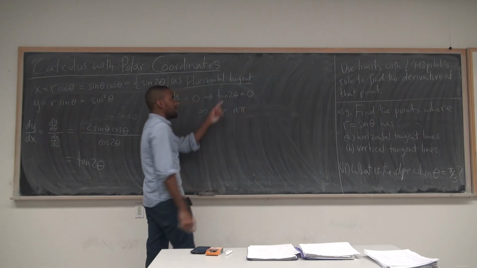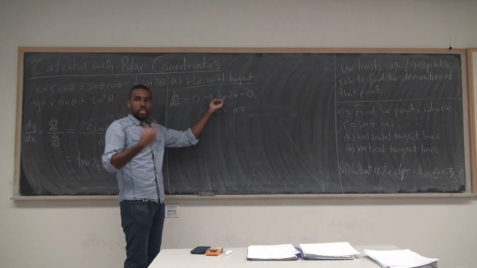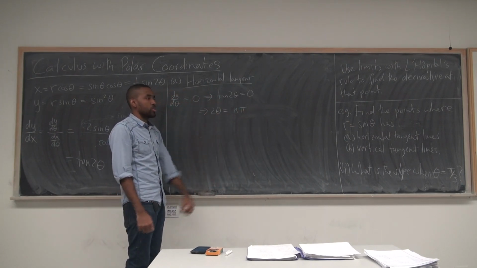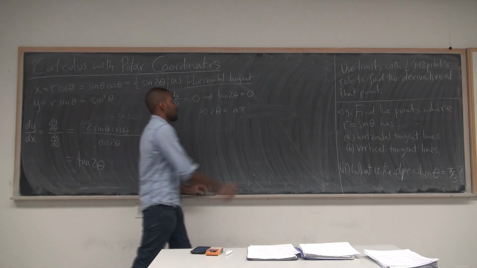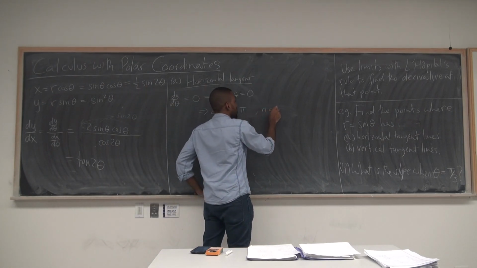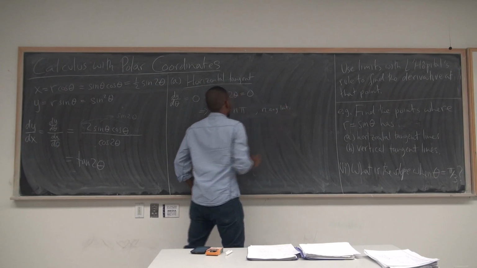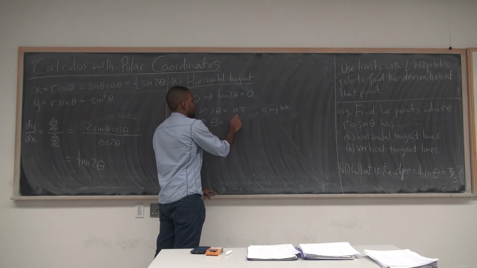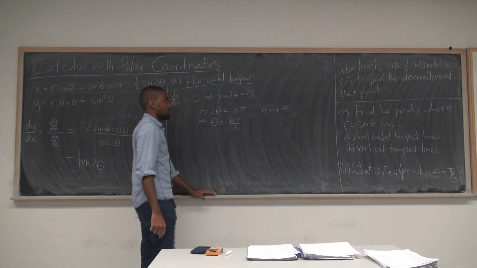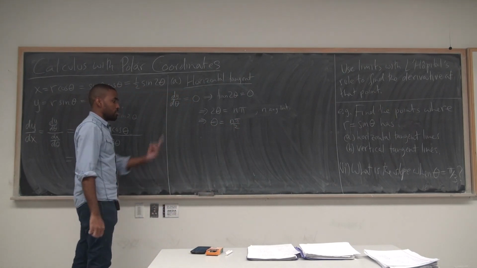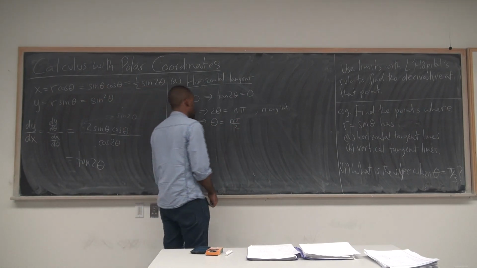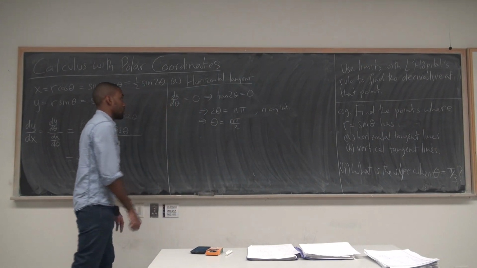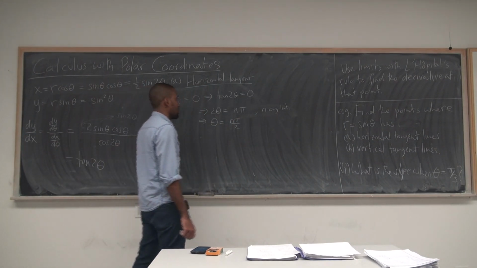Remember, tangent is 0 when the sine is 0. Sine is 0 at every multiple of pi. So n pi is when this guy will be 0, where n is any integer. Which means my theta would be n pi over 2. So it's going to be every multiple of theta plus all the half multiples of theta. So those are the points that will give me 0.